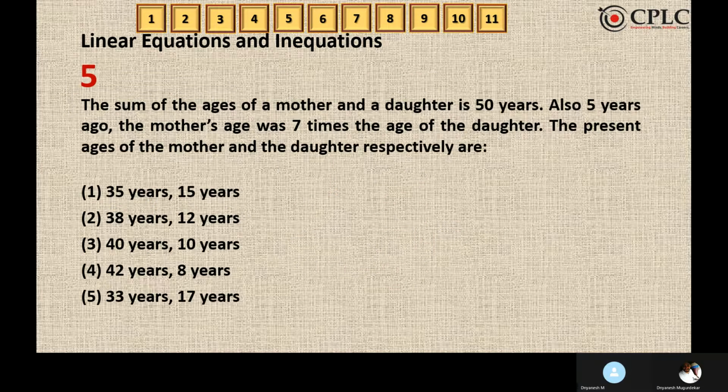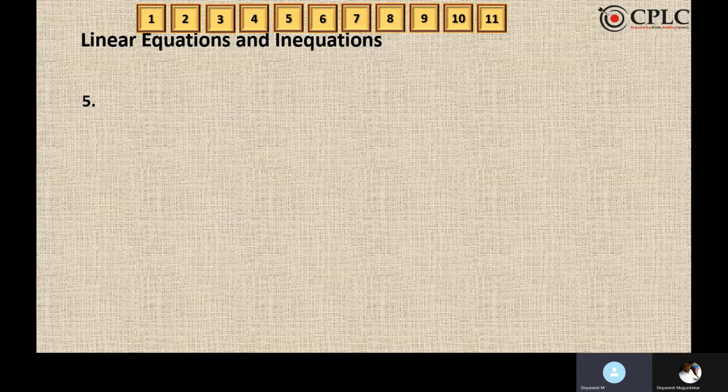The next one: the sum of the ages of a mother and a daughter is 50 years. Also, 5 years ago, the mother's age was 7 times the age of the daughter. The present ages of mother and daughter, respectively, are? Classic question again. Sum is 50, m plus d is 50. 5 years ago, that is m minus 5 and d minus 5, their ages will be. And mother was, so m minus 5 is equal to 7 times the age of the daughter. That is 7 into d minus 5. Two equations, two unknowns. Solve them simultaneously.